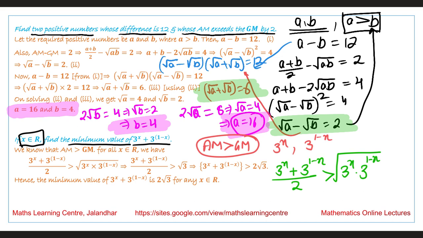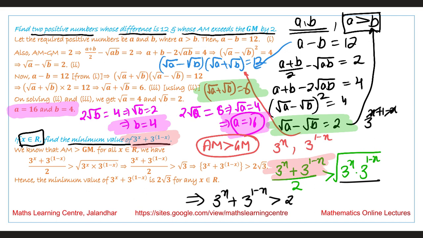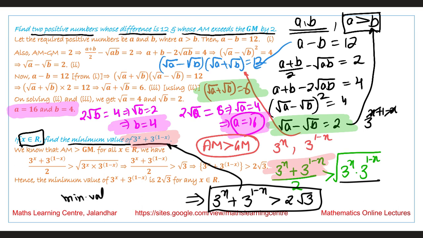Now we require the value of the term 3 raised to the power x plus 3 raised to the power 1 minus x. This implies that 3 raised to the power x plus 3 raised to the power 1 minus x is greater than 2 times the square root of 3 raised to the power x plus 1 minus x, so it is square root of 3. So what we obtain from this result is that this value is greater than this value. So the minimum value of this term is equal to 2 root 3.